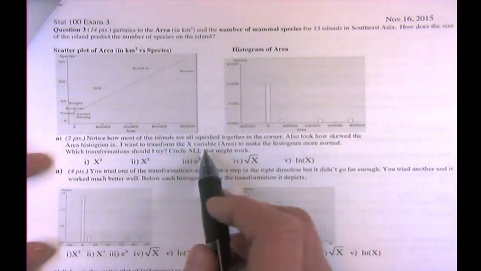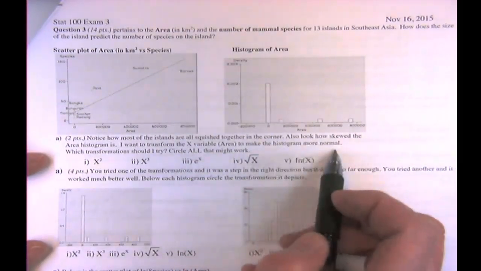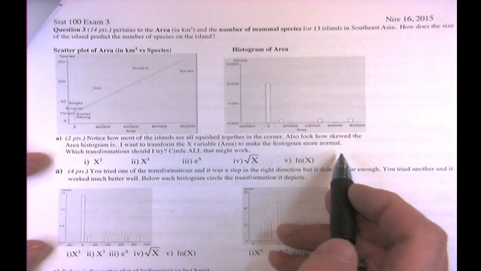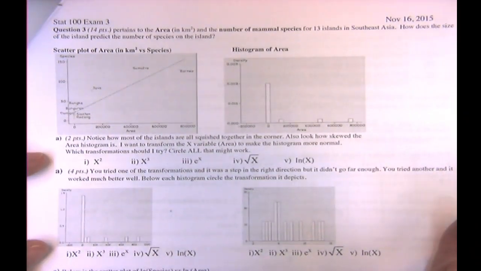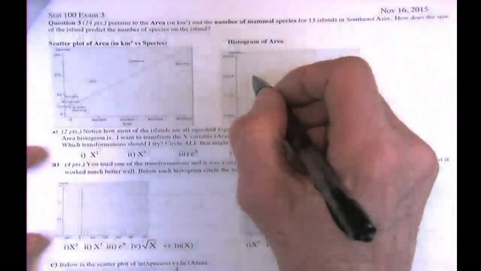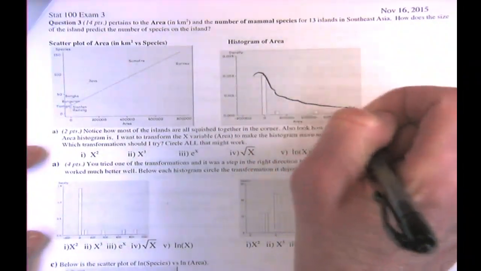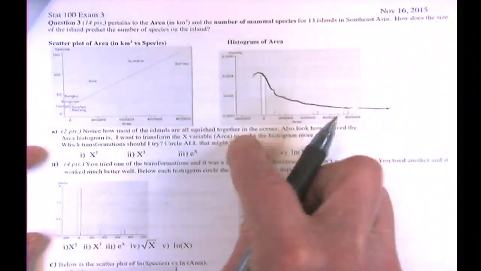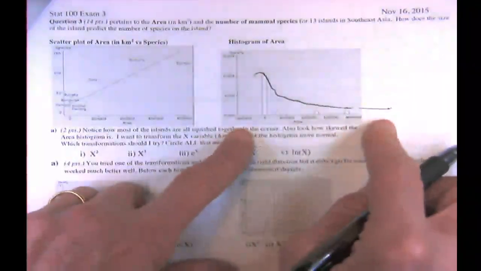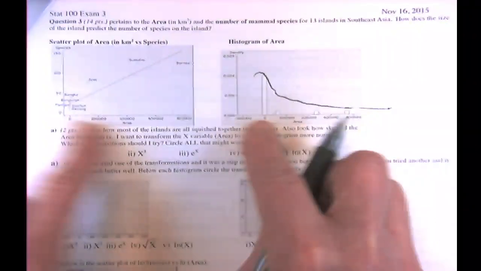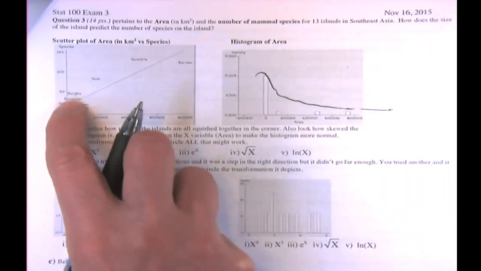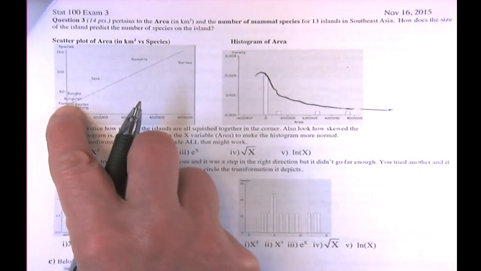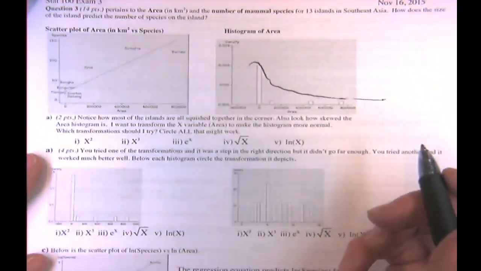I want to transform this x variable to make the histogram more normal looking. And so which transformation should I try? Circle all that would work. That's what we just said. Look, we have this right-hand tail here. We want to squish these in, so we want to change the scale so that these little islands can appear, and so we can see what's going on there. Right now, it's just like a giant point. We can't distinguish them.